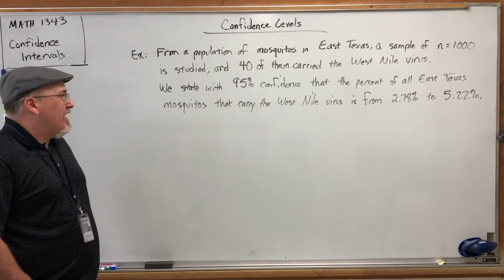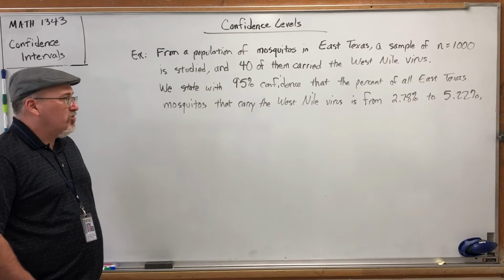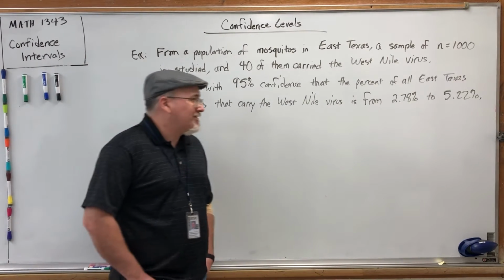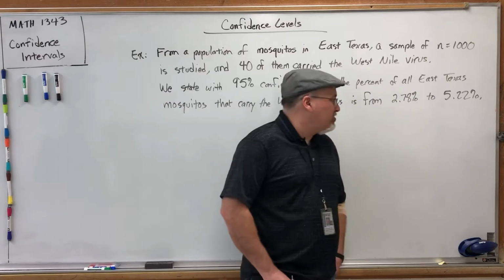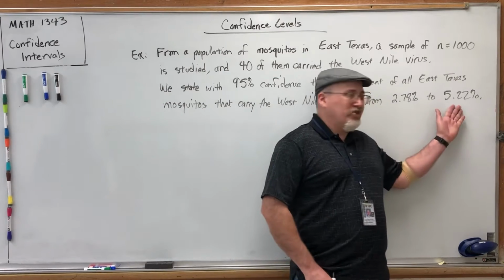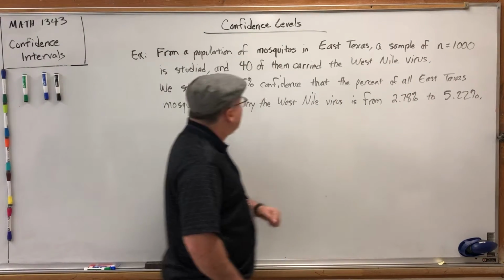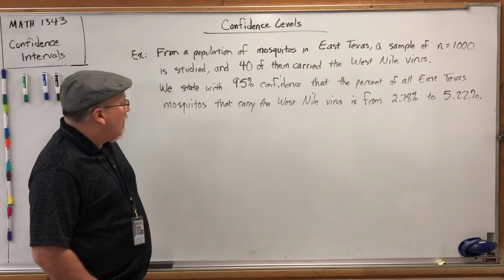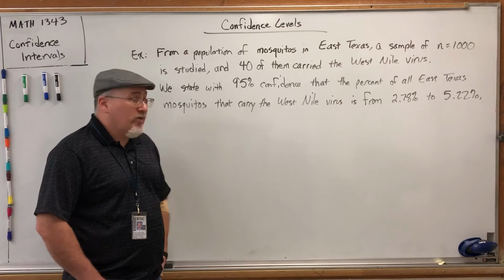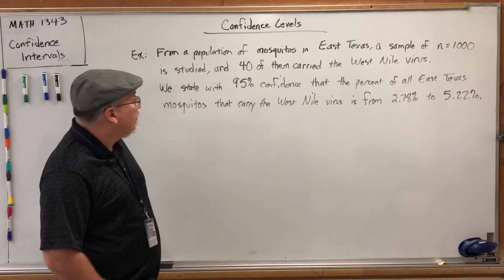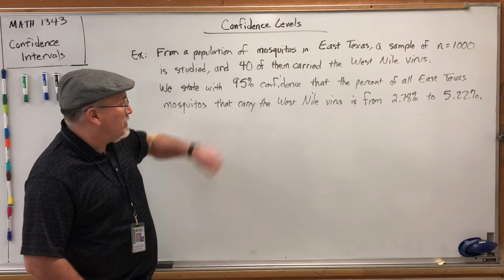We state with 95% confidence that the percent of all East Texas mosquitoes that carry the West Nile virus is from 2.78% to 5.22%. This is our interval estimate based on this sample. And by the way, what percent of our sample carried the West Nile virus? It's not important for this video, but it will be later. Well, out of the 1,000, it was 40.